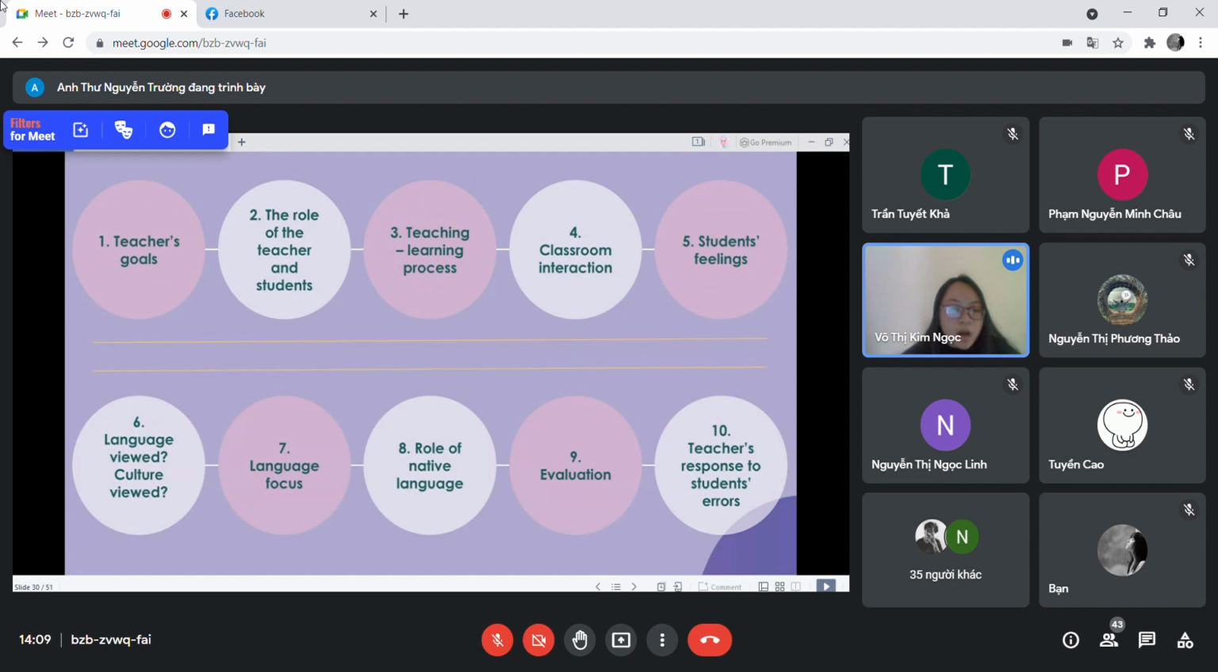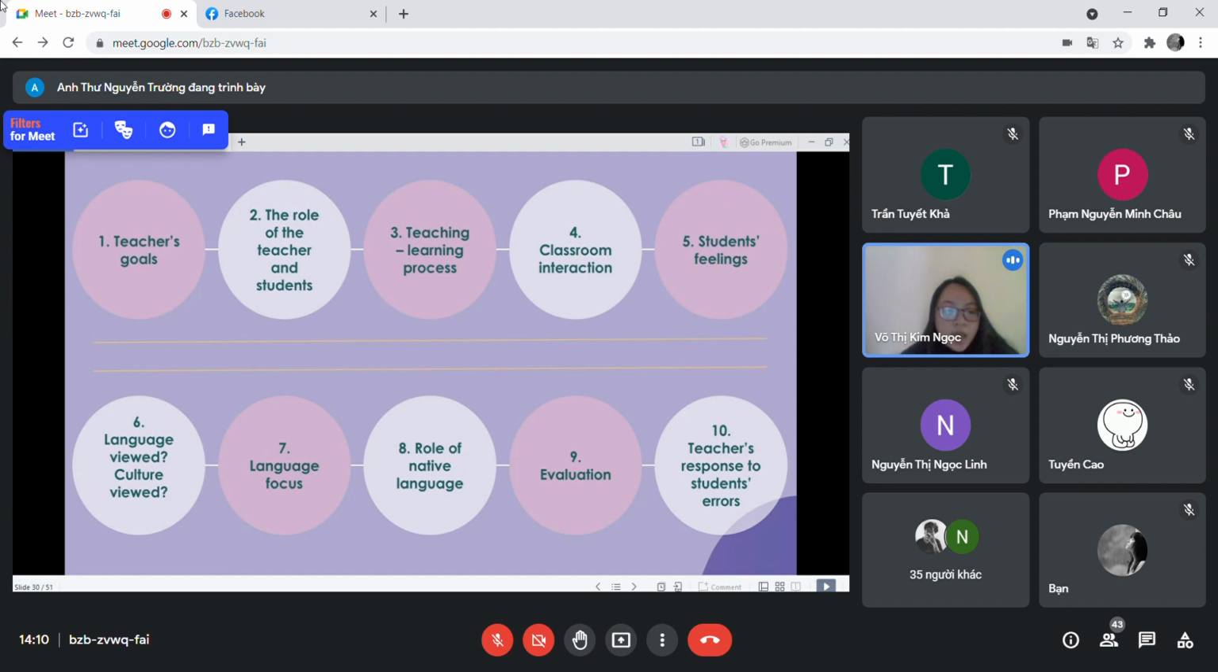We are going to discuss some main points in the principle of TPR to help you understand more about TPR. The first one is about the teacher's goals. The second one is the role of the teachers as well as the students. The next one is about the teaching and learning process. The next one is about classroom interaction. The next one is about student feelings.